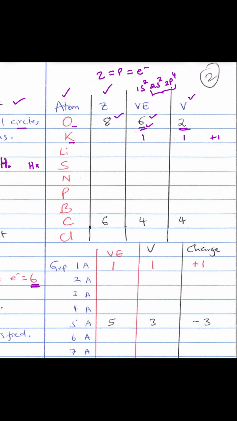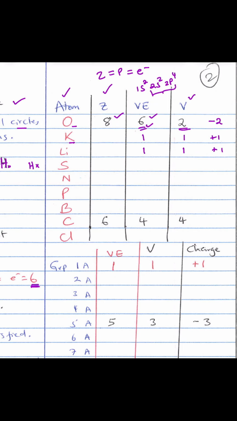Lithium is in group 1 also. So it has 1 valence electron, and same as potassium, it will form 1 bond and +1 charge. Oxygen that we just looked at can accept 2 electrons, and because of that, you end up with -2 charge.